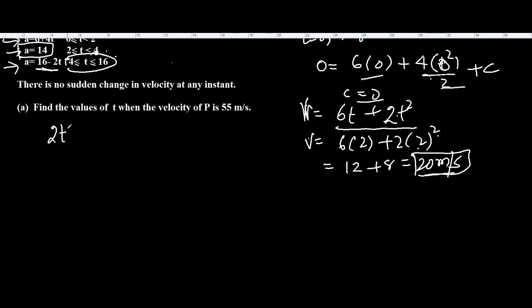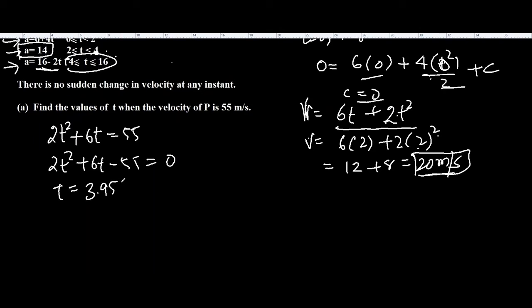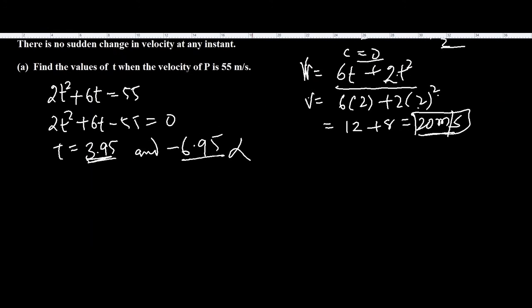So 2t square plus 6t equal to 55. 2t square plus 6t minus 55 equal to 0. And let's see what times it gives us. 3.95 and minus 6.9. Negative time is not possible and 3.95 is out of this time range. That means both the answers are not acceptable. So we have to proceed to the next one.